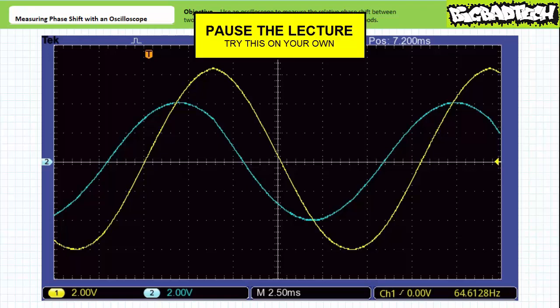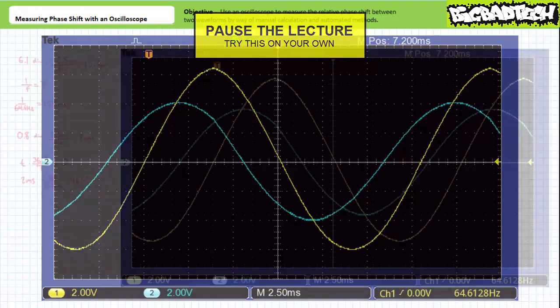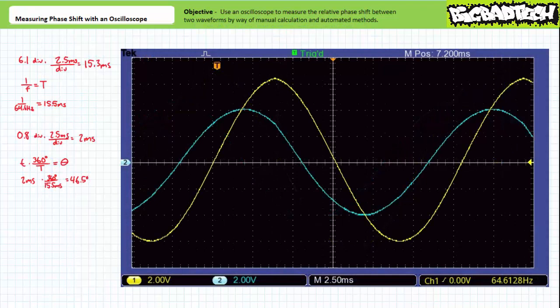By all means, pause the lecture and try to determine the relative phase shift between these two waveforms on your own. If you're tracking, you should have obtained the following value. The first example problem shows two waveforms, both with a period that stretches, let's say, 6.1 divisions. Given the horizontal sensitivity of 2.5 milliseconds per division, this correlates to a period of roughly 15.3 milliseconds.